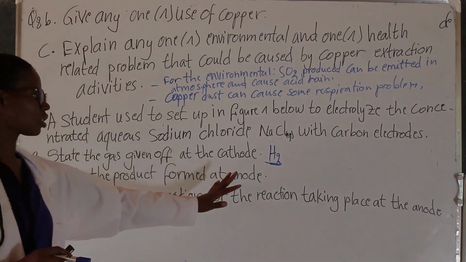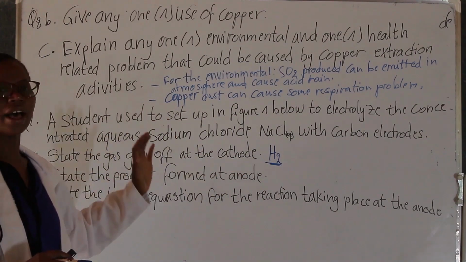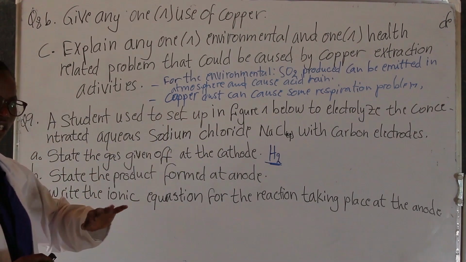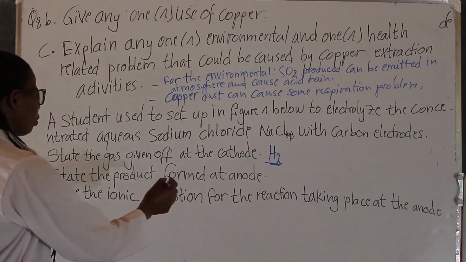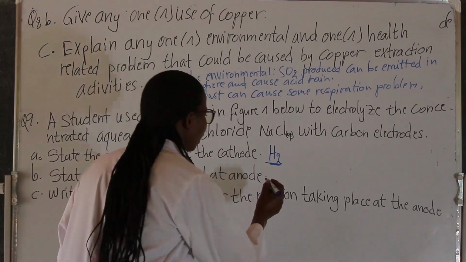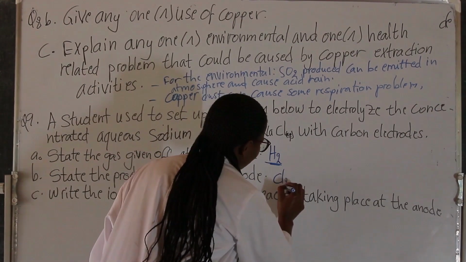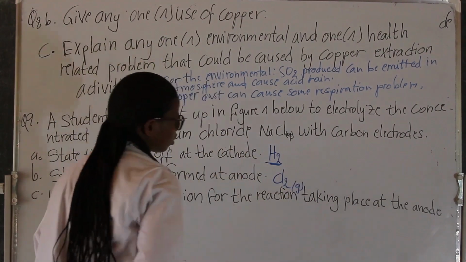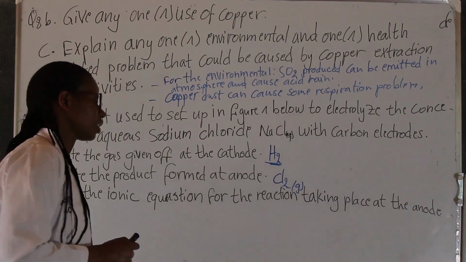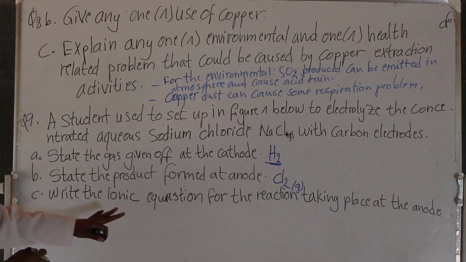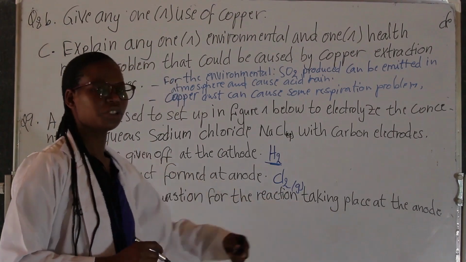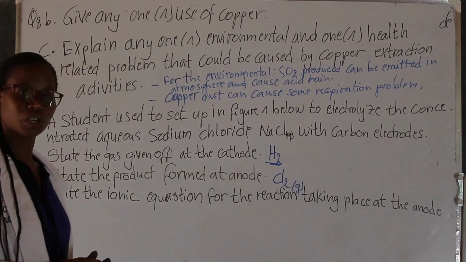Remember, at the anode, negatively charged ions go there, while at the cathode positively charged ions go. So the product we will see at the anode is chlorine Cl2 gas, because chloride ions go to the anode and give chlorine Cl2. Write the ionic equation for the reaction taking place at the anode. We are going to write the ionic equation which produces this chlorine.